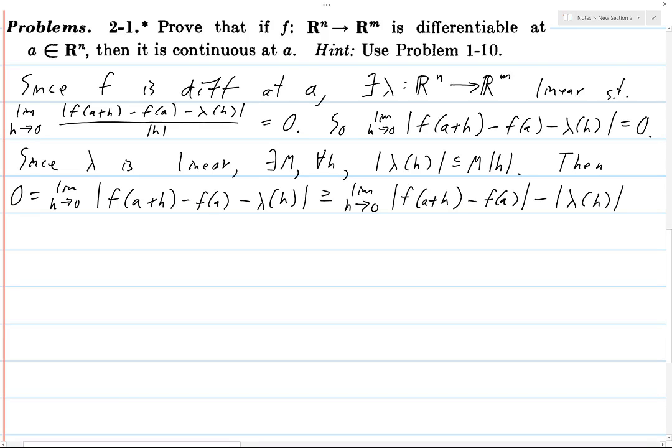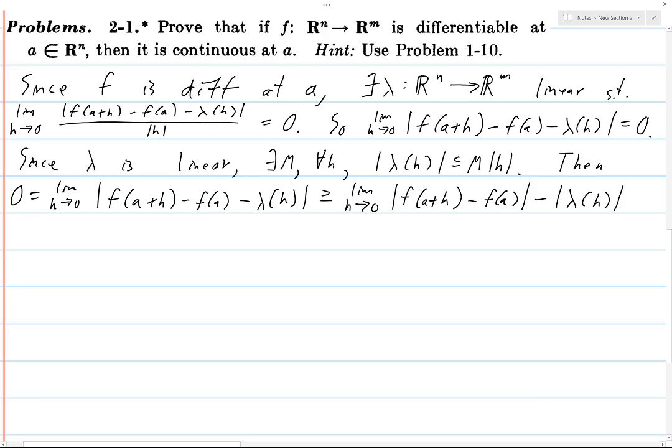And by the way, what I've done here is I've technically done 2 steps. What's actually true is that if you erase this limit here and you erase this limit here, then the remaining inequality holds. But this holds for every single h, and so when you take the limit as h goes to 0 on both sides of the inequality, it still holds. Okay, so we have this. And again, we're taking the limit as h goes to 0 of the difference of these two things.